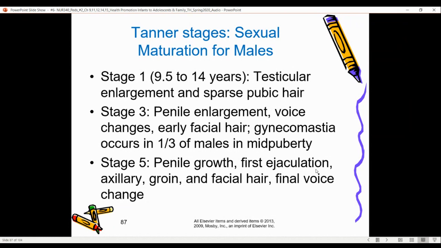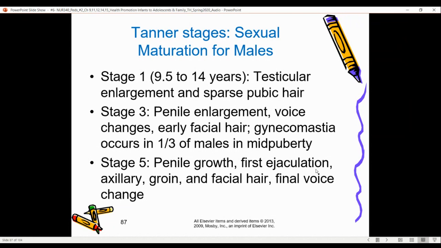And then we also see gynecomastia, or breast development in boys during this phase, because of that estrogen increasing, it's not uncommon for them to get some breast development. It will go away. Usually it takes about a year or 2 for it to go away, but it is a normal thing that we see with boys. And then stage 5, which is puberty for boys, is going to be full penile growth and their first ejaculation. And this is when their voice stabilizes. They have facial hair that'll start to grow at this point.